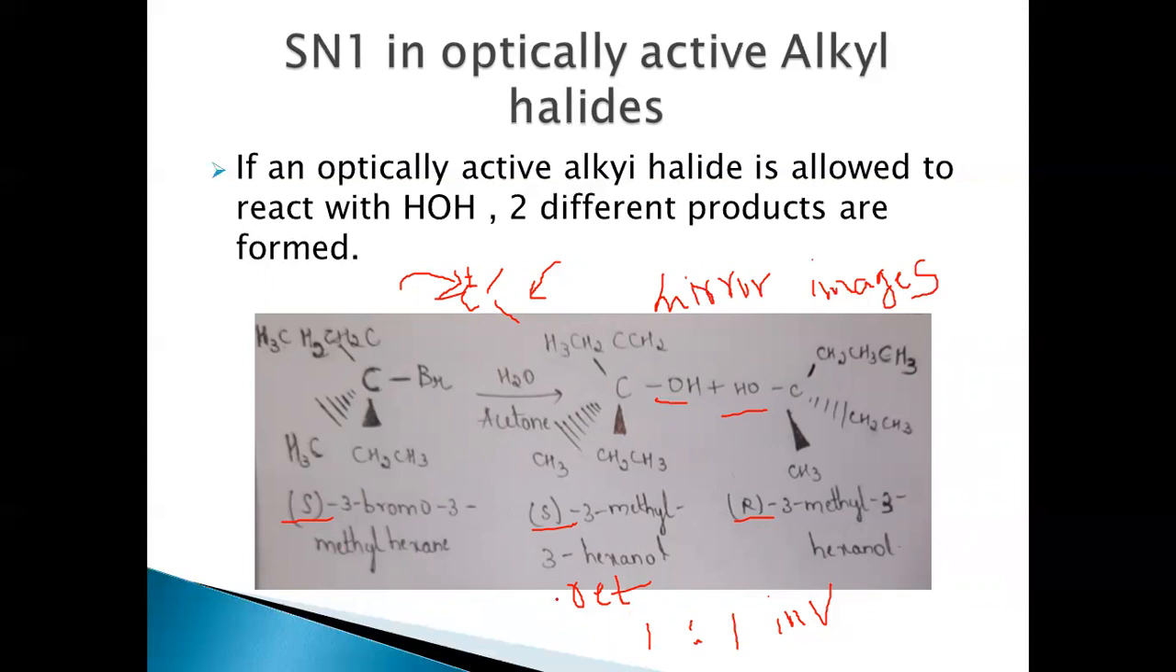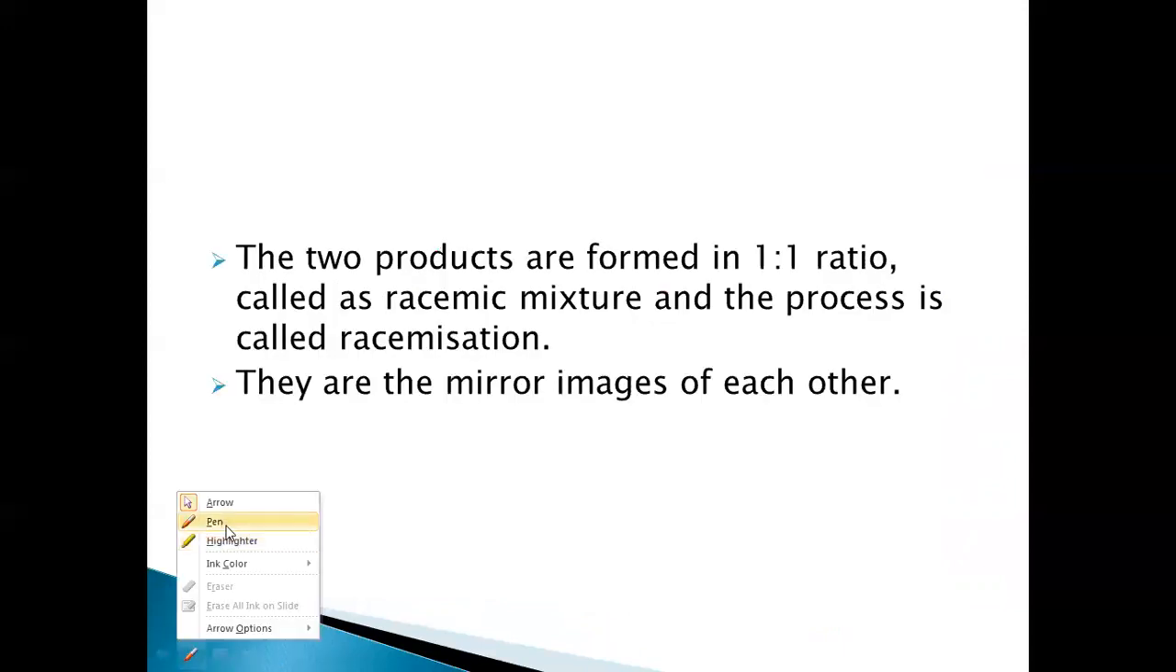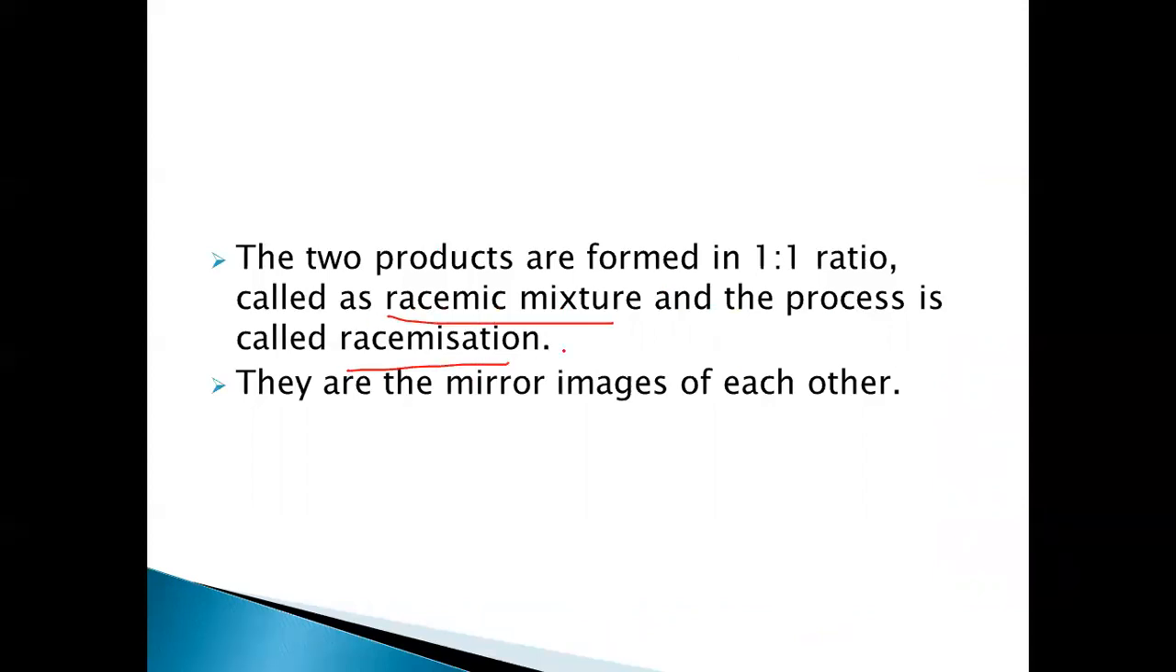So if the attack is happening from the front side, there is retention in the configuration, and if it is taking place from the back side, there is an inversion in the configuration, resulting in the formation of mirror images, and the mixture is called a racemic mixture, and the process is called racemization. We can see here the racemic mixture, the process is called racemization, formed in a 1:1 ratio, which are the mirror images of each other.